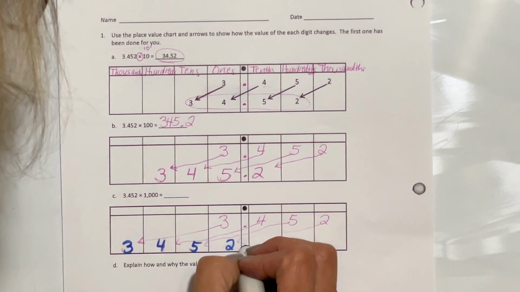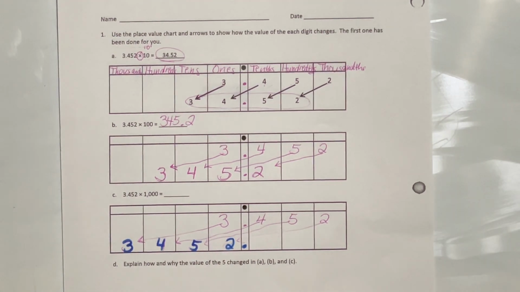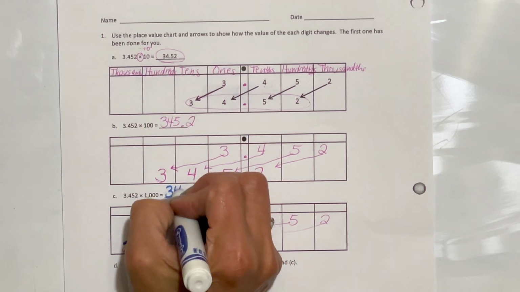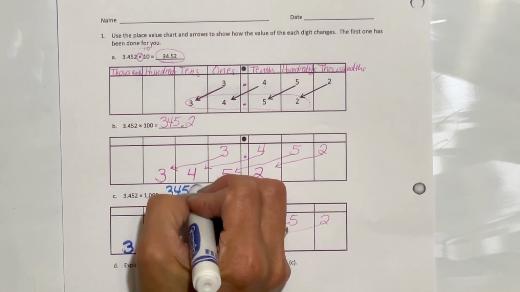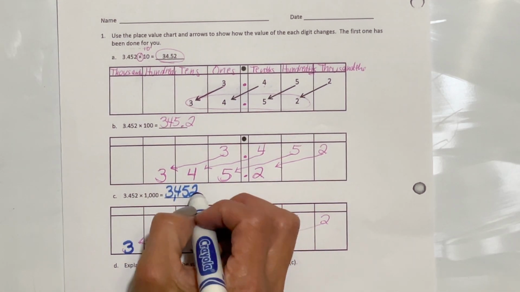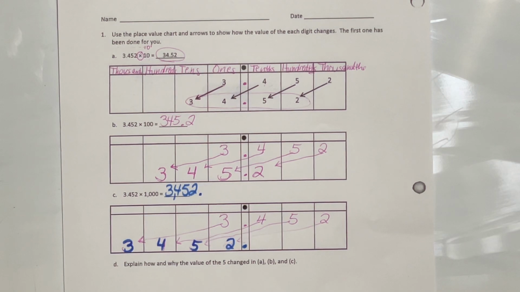So, and remember, my decimal now is at the end of the number. It's an understood decimal because we don't have to write it. 3,452 is the answer, and the decimal is actually behind there. But a lot of times when we write a whole number, we aren't going to put the decimal. So that decimal is kind of optional.